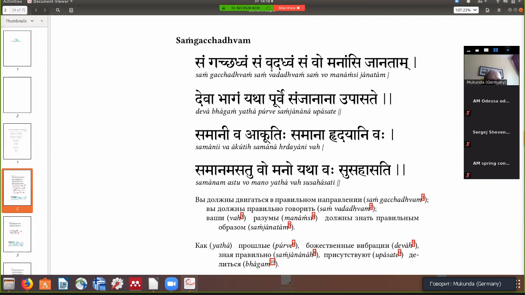Whereas normally you would first see the va, as in vadadhvam. There you don't have this bar with a flag.